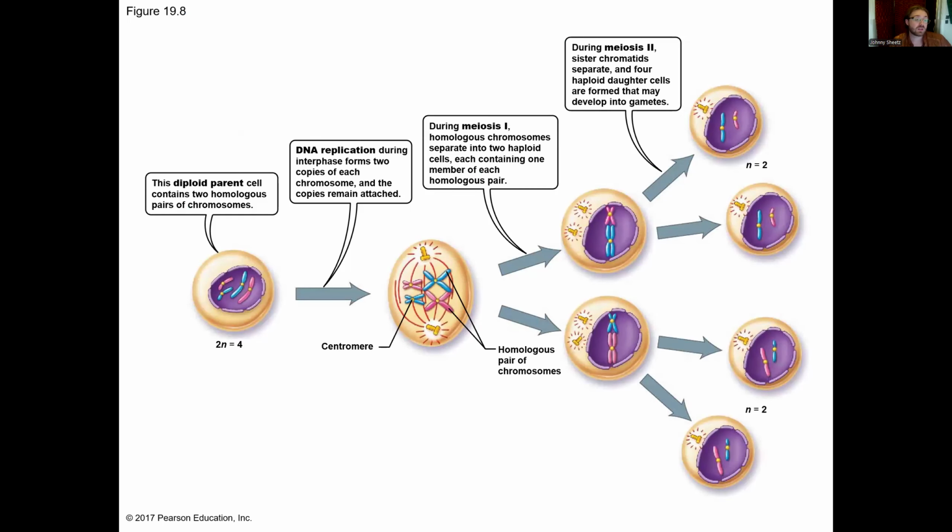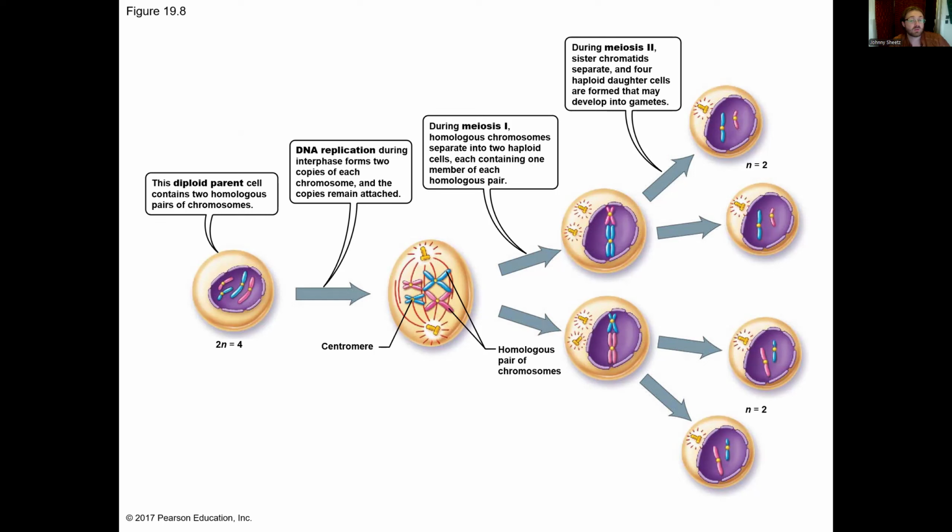This is kind of visualized. So here you see a diploid parent cell containing two chromosomes, and each one of them is part of a pair of homologous chromosomes. This normal cell has undergone DNA replication, and now it has a double set of each chromosome. DNA replication occurs, double set of each chromosome.